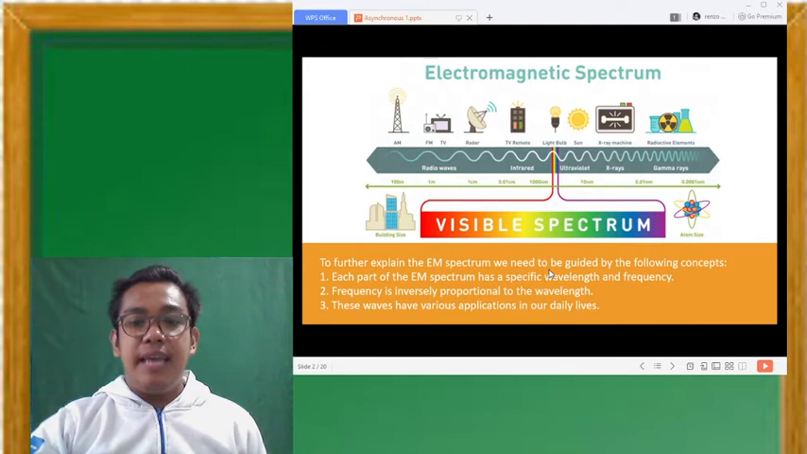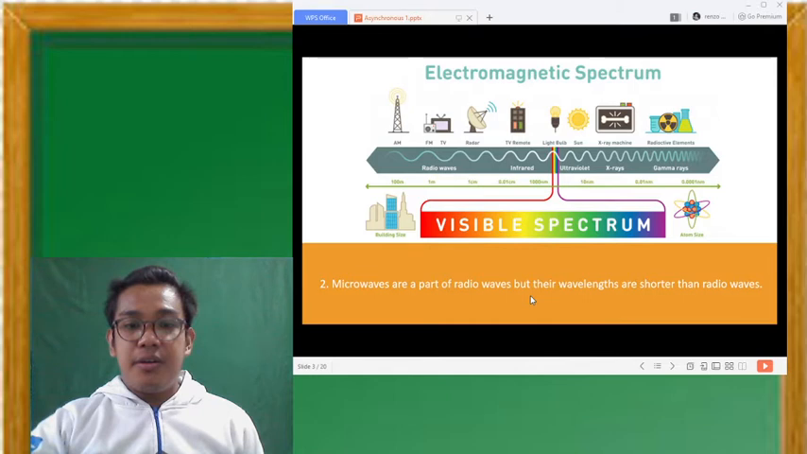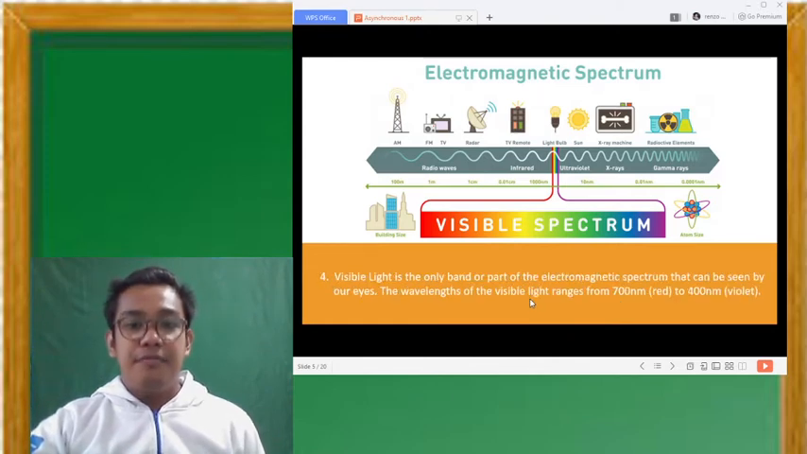First, radio waves have the longest wavelength but lowest frequency. Their wavelengths range from 1,000 meters to 0.001 meter. The second part is microwaves, which are a part of radio waves, but their wavelengths are shorter than radio waves. Third one, infrared waves or heat waves have shorter wavelengths compared to radio waves. Their wavelength measures 0.001 meter to 700 nanometers, shorter than radio waves.